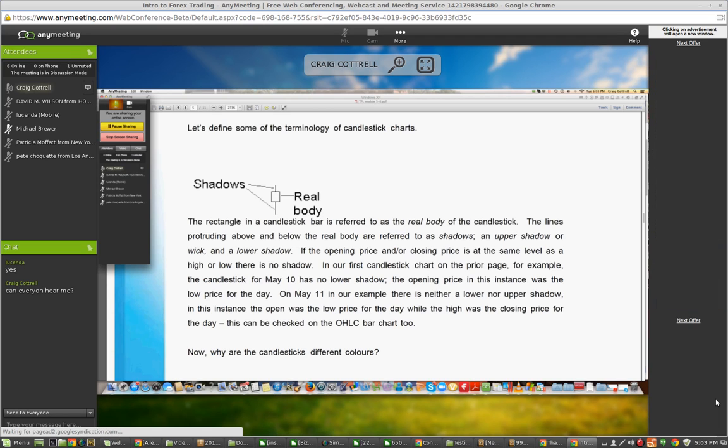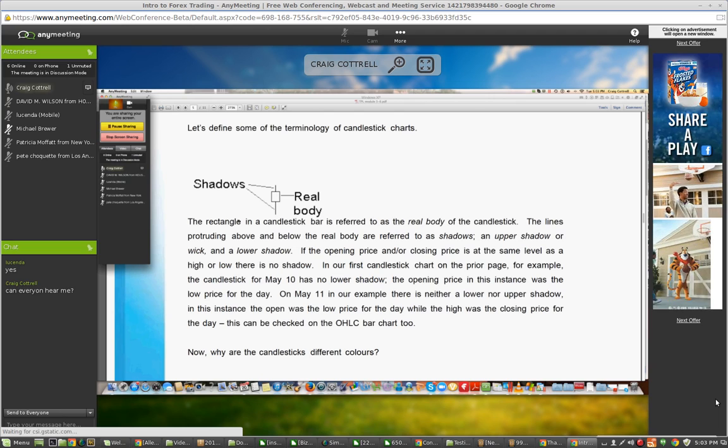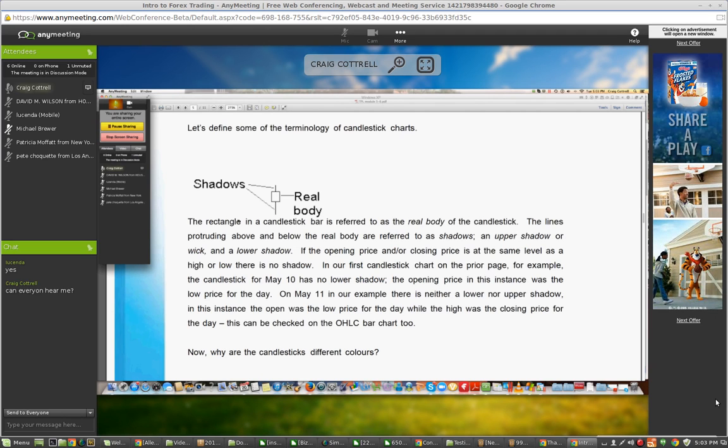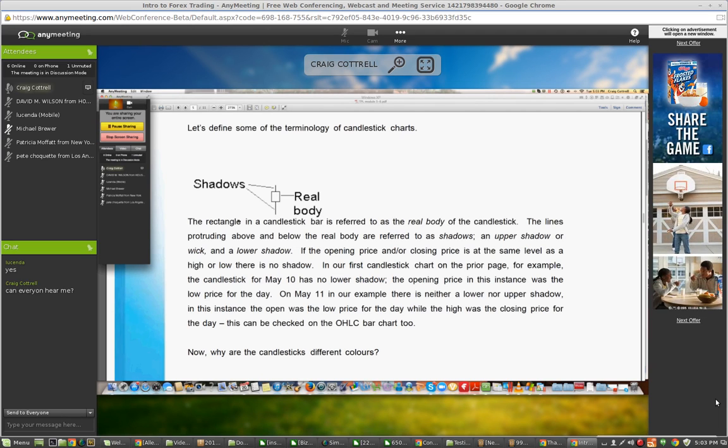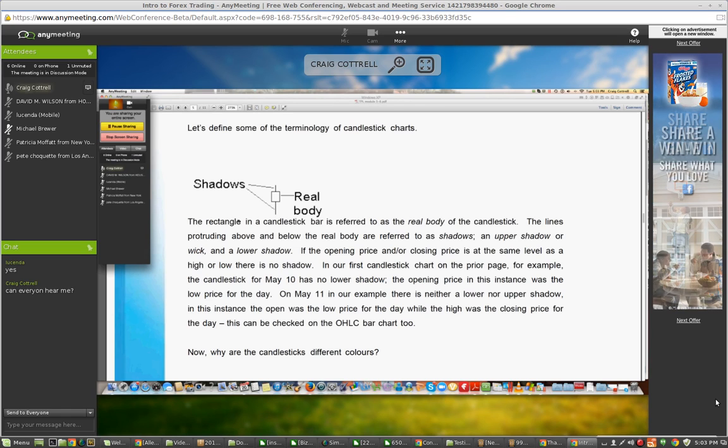We use a 30-minute chart for our trading strategies. And that's something we go into more detail in our private coaching and our more advanced sessions. But for today, I just want you to understand the basics of the candlesticks.